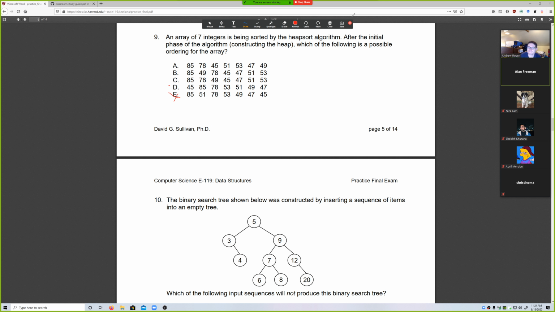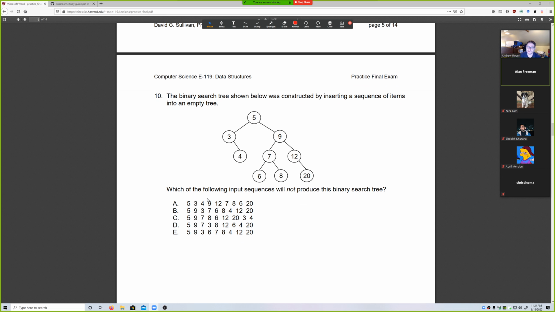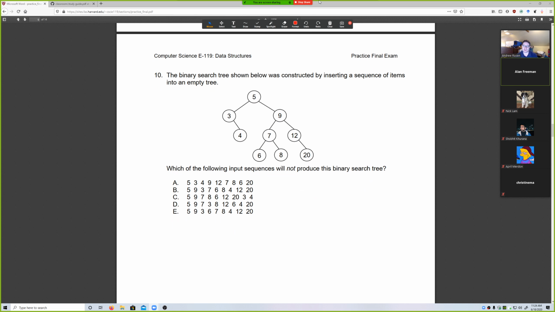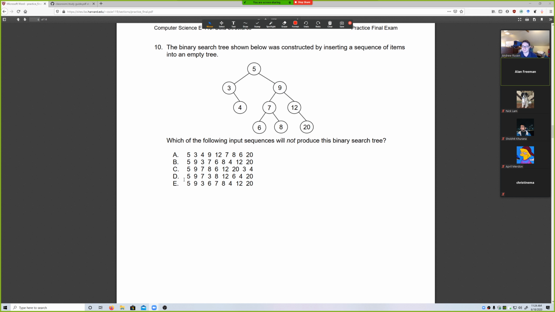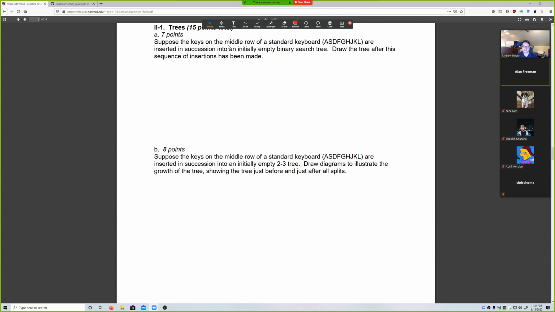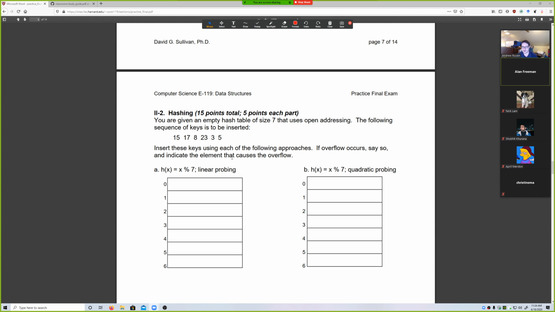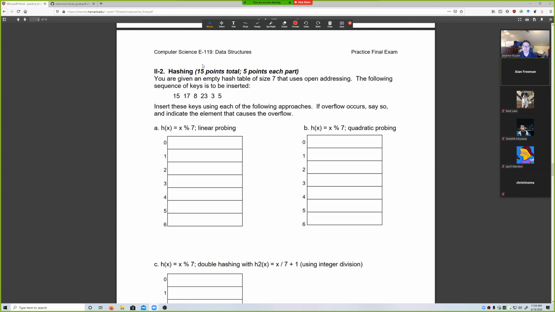Okay. So the answer is B. And a binary search tree shown below was constructed by inserting a sequence of an array. We don't need to go over this one. You just did something like this. Similarly, I'm going to skip these because they are not really relevant.